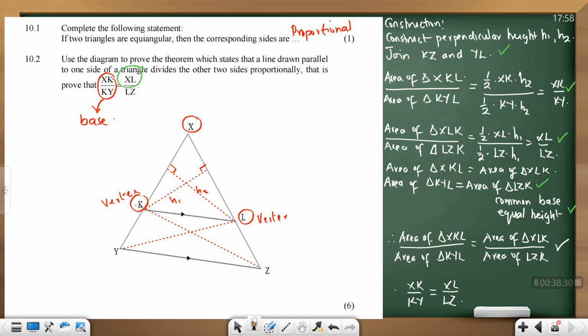Construction. Whatever they give you is known as the base. And the vertex will be on the other side. Left hand side, right hand side. Prove that the areas of the tops are the same. Areas of the bottom the same. And voila, you're done. Simple. 6 marks. Guys, are we okay? Let's go to the real deal.